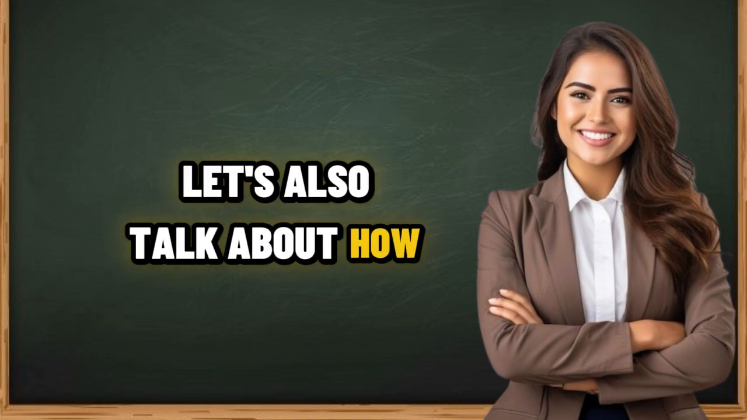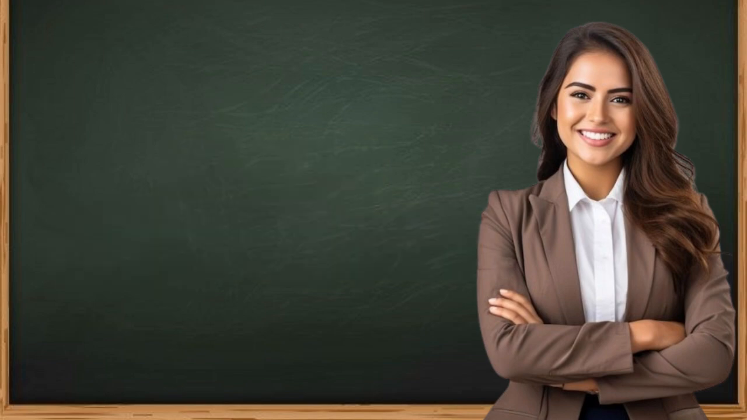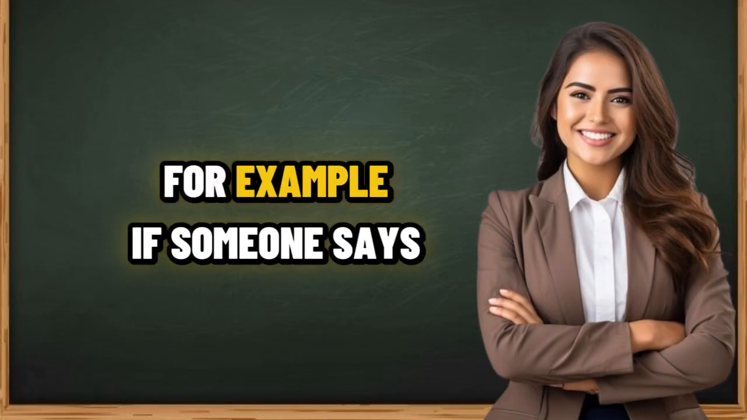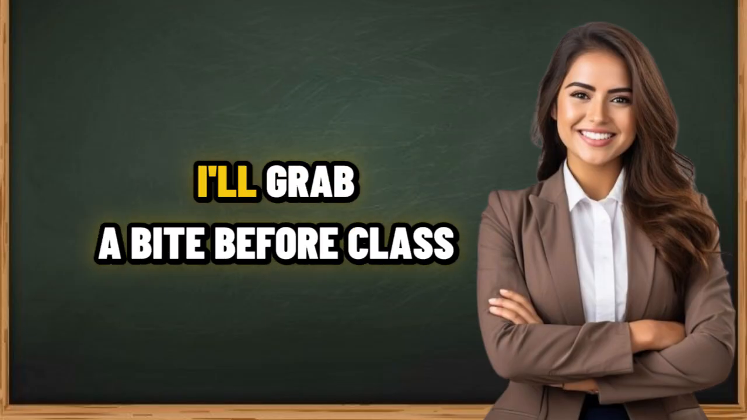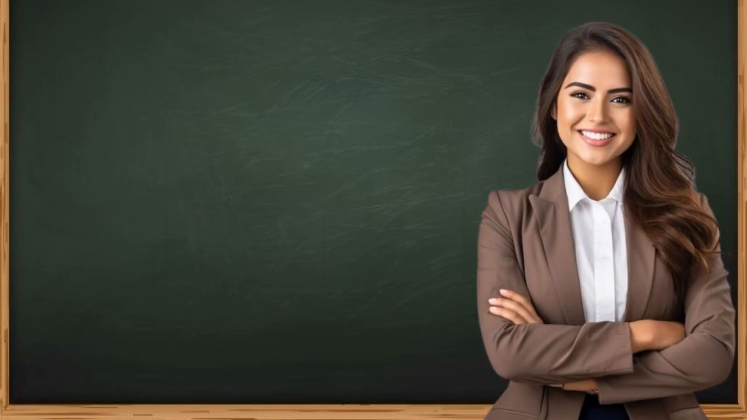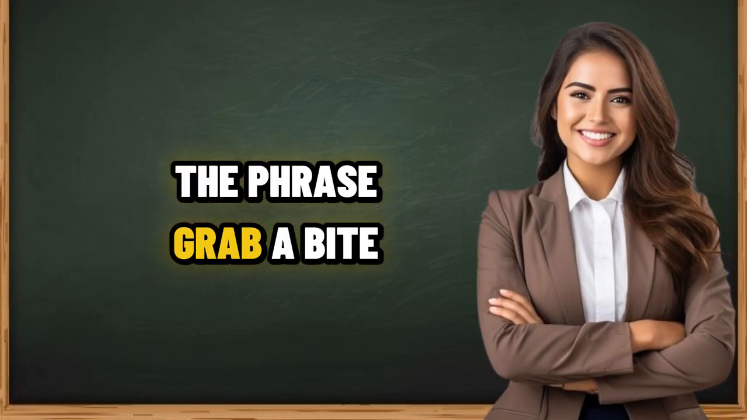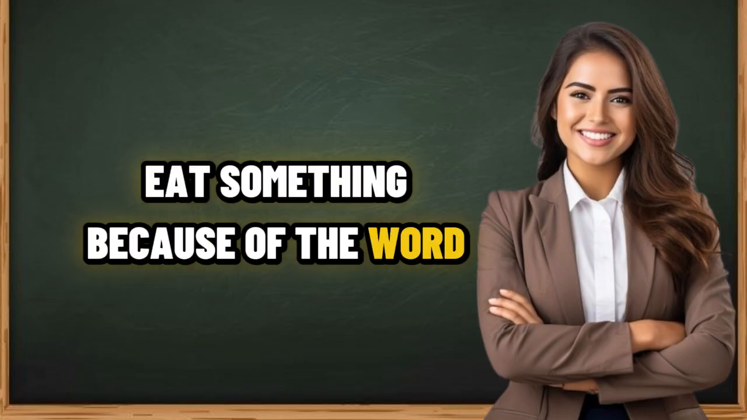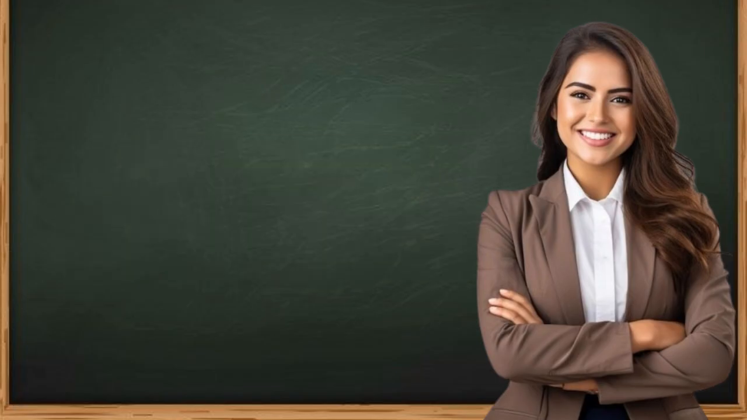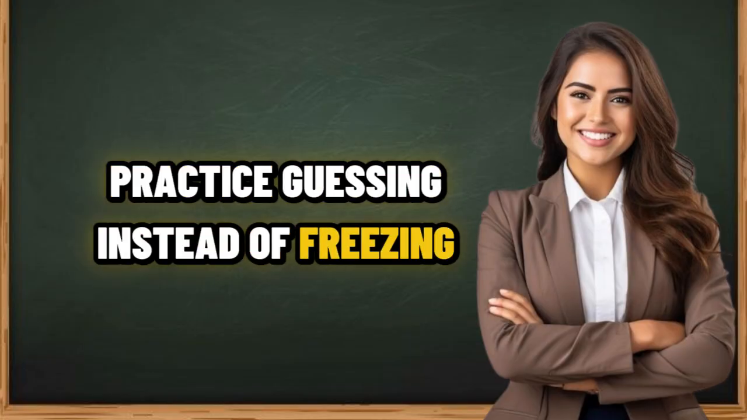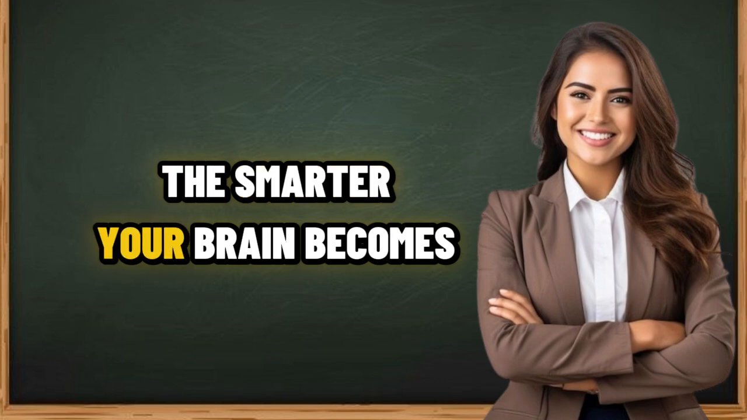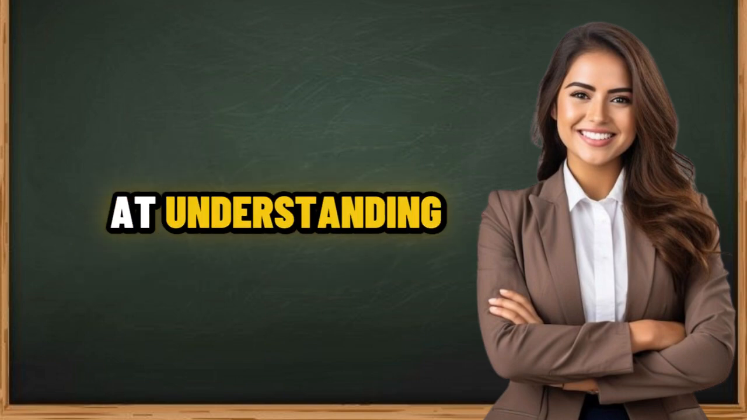Let's also talk about how to guess meaning from context. You don't need to know every word to understand English. For example, if someone says, "I'll grab a bite before class," even if you don't know the phrase, grab a bite, you can guess it means eat something because of the words before class. Context gives you clues. Practice guessing instead of freezing when you hear new words. The more you do this, the smarter your brain becomes at understanding.